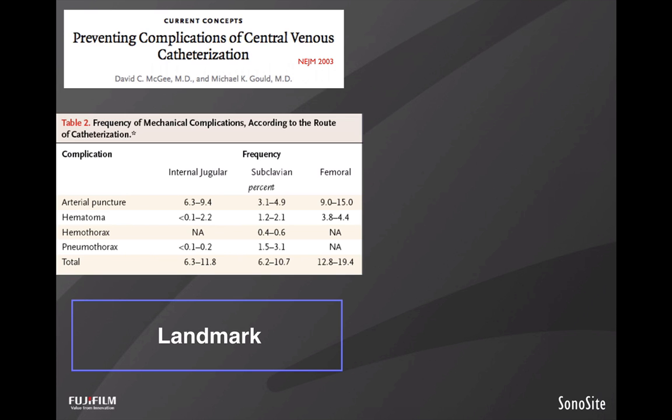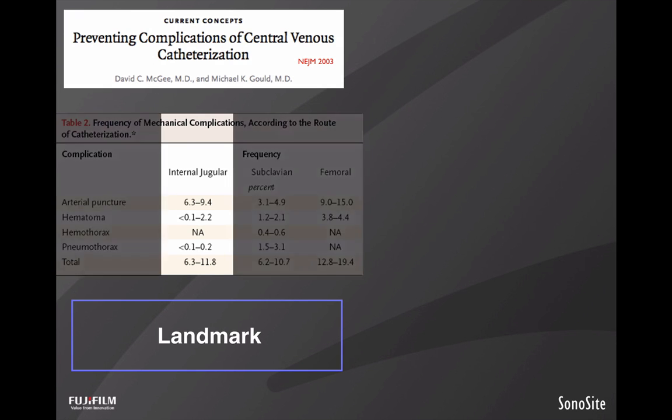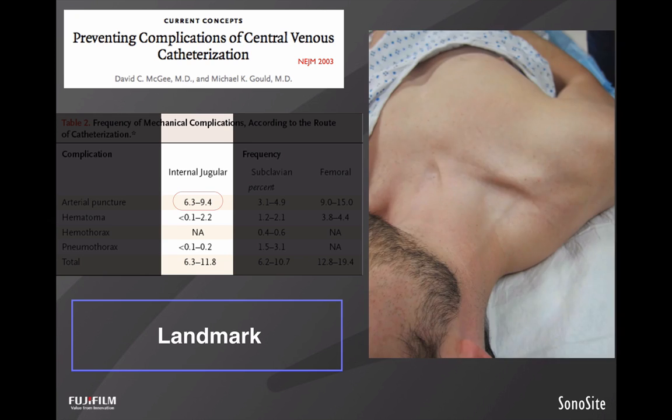Classically, we talk about blind technique or landmark-based technique, and these have certain things that none of us want, and that's error. And the error that we talk about most commonly is arterial puncture. And if you look, about anywhere from 1 to 10% of patients with blind landmark-based techniques have arterial puncture. This is a New England Journal 2003 study.